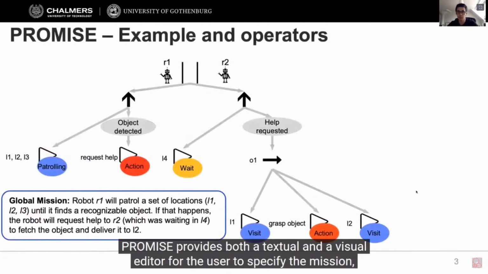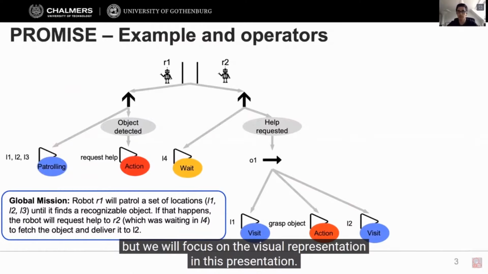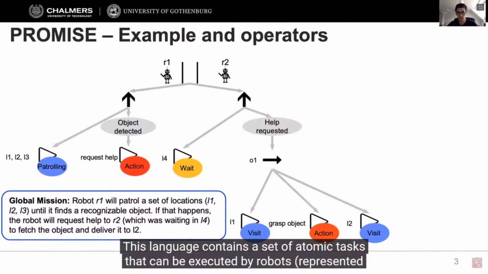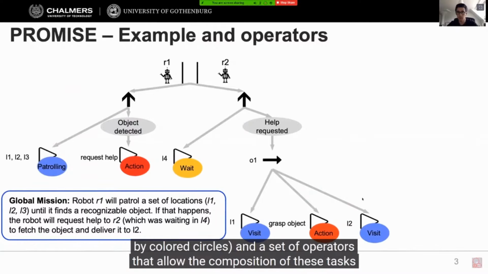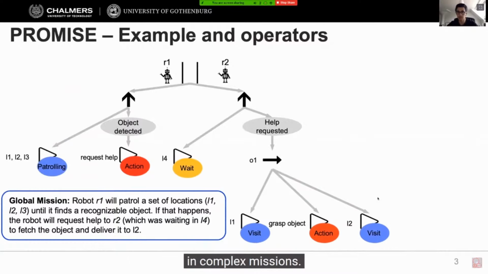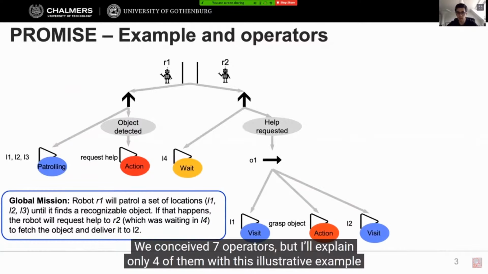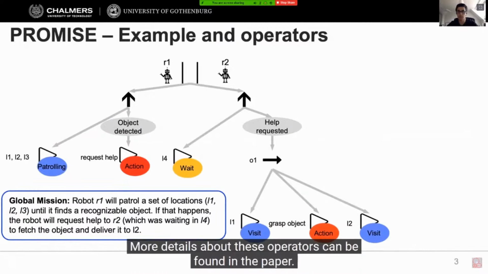Promise provides both a textual and a visual editor for the user to specify the mission, but we will focus on the visual representation in this presentation. This language contains a set of atomic tasks that can be executed by robots, represented by color circles, and a set of operators that allow the composition of these tasks into complex missions. We conceived 7 operators, but I'll explain only 4 of them with this illustrative example to keep it simple. More details about these operators can be found in the paper.